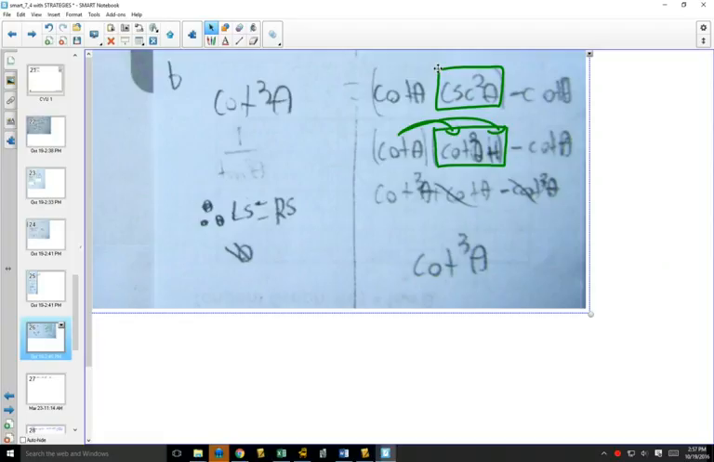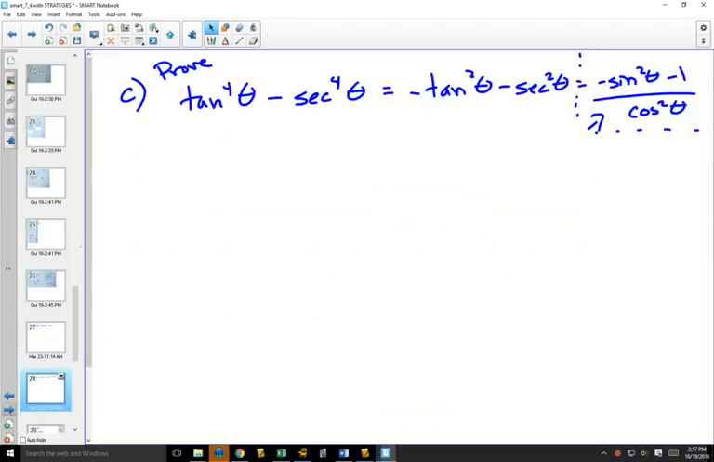Okay, I'm going to give you another one, part C. Here we go.